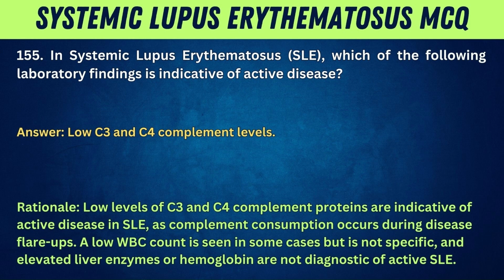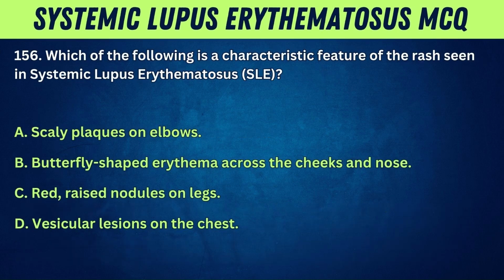Rationale: low levels of C3 and C4 complement proteins are indicative of active disease in SLE, as complement consumption occurs during disease flare-ups. A low WBC count is seen in some cases, but is not specific, and elevated liver enzymes or hemoglobin are not diagnostic of active SLE.